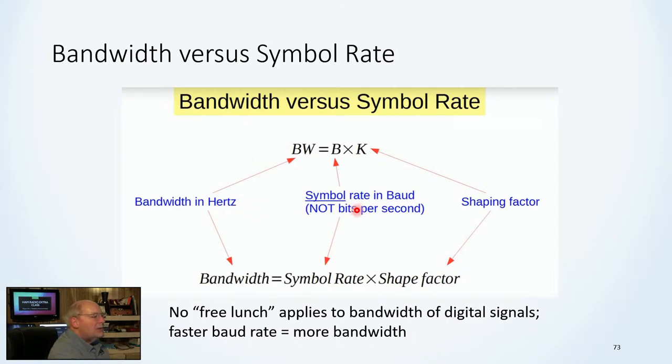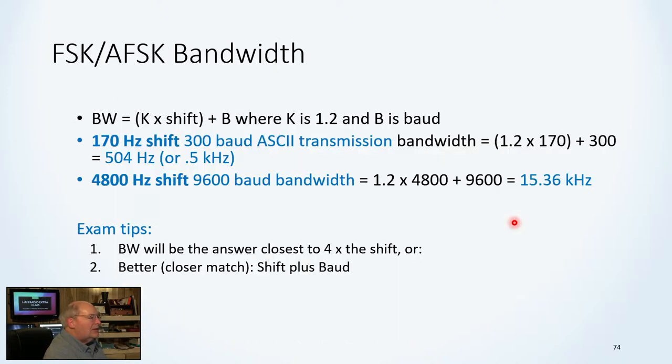The reason that these are in blue is because there are some formulas that refer to this. I'm going to be sharing some tricks where you won't need to use any formulas to solve the pool questions, but these are the things that are behind them. Now, no free lunch applies to bandwidth of digital signals. The faster the baud rate, the more bandwidth it's going to consume. So just a high-level view, bandwidth equals B times K, baud times something called a shaping factor. Now, what in the world is that?